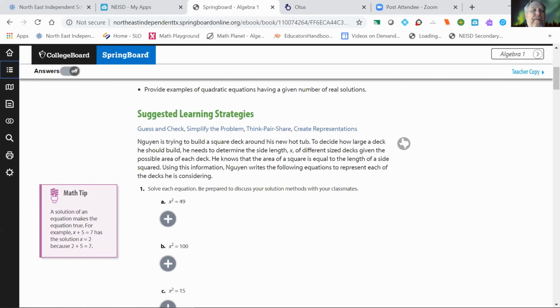Now, math tip. A solution of an equation makes the equation true. For example, x plus 5 equals 7. The solution is x equals 2 because 2 plus 5 equals 7.